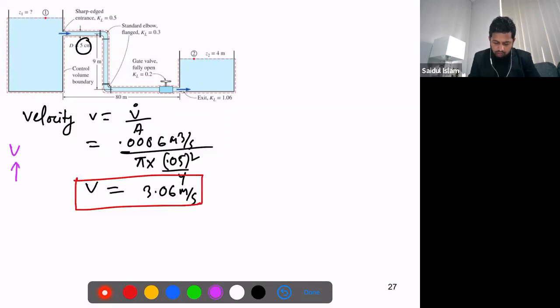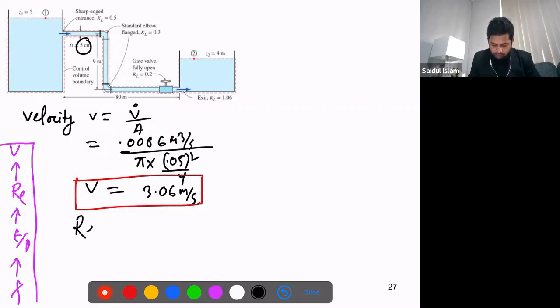So we need the velocity, Reynolds number, epsilon over D, and then friction factor. Now calculate the Reynolds number. Reynolds number is density times velocity times diameter over viscosity. All of you know this.